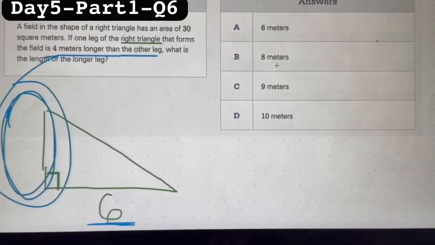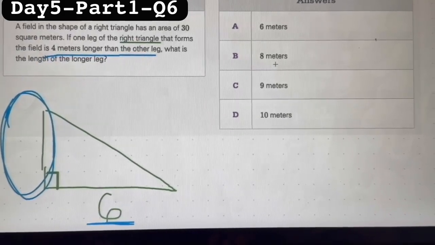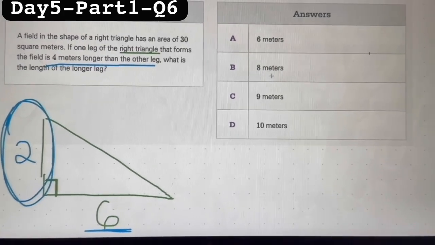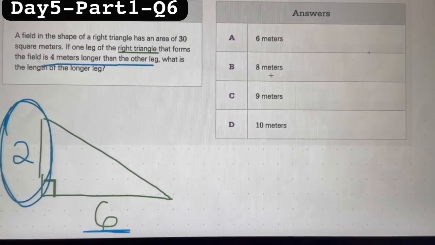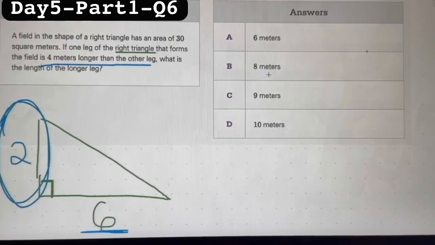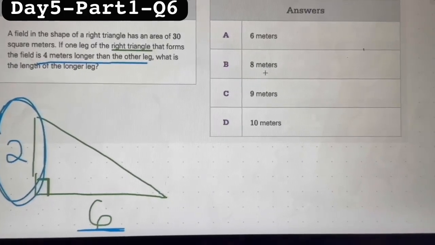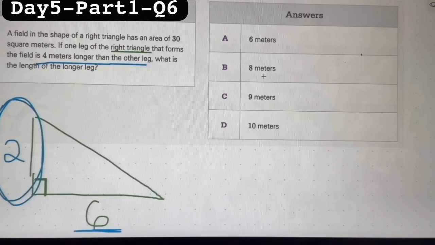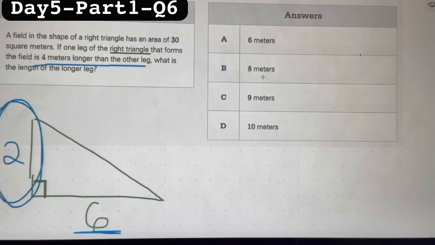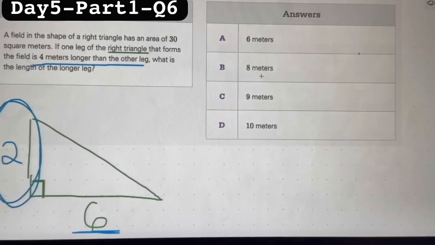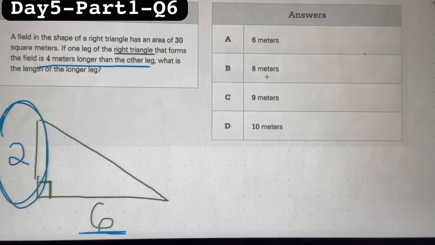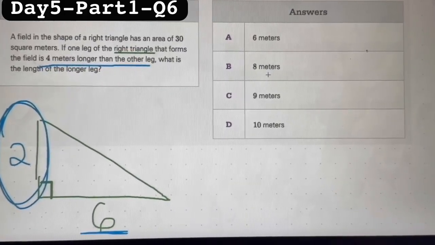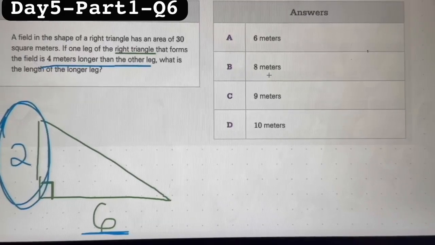So it's 2. Does that make sense why it's 2? If the longer leg is 6, remember, the question says one leg of the triangle is 4 meters longer than the other leg, and we're testing 6 for the longer leg. So the smaller one's got to be smaller than 6, and it's got to be 4 meters smaller. So 4 meters smaller than 6 is 2. Does that make sense now?